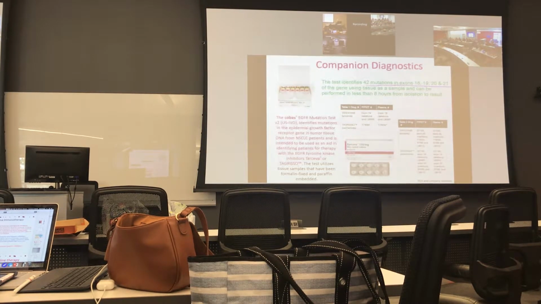Some drugs have specific ones, so this is for Tarceva, in terms of how we would know to use it if we saw these specific deletions. And then again with osimertinib, we want to see this specific change after drug therapy. And so we have companion diagnostics that help us out and tell us what's going on in the cell, and then how to combat that.